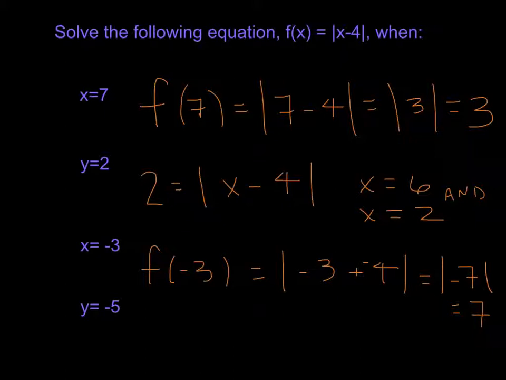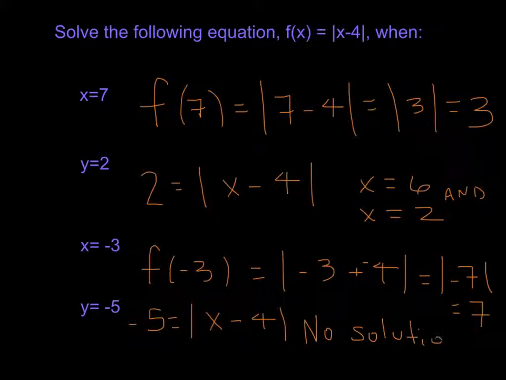And the last one, again, is when negative 5 equals the absolute value of x minus 4. So what values can you plug in for x such that the absolute value equals negative 5? If you said no solution, you are correct. There is nothing that we can put in for x so that the absolute value provides a negative. That takes us to our next slide.